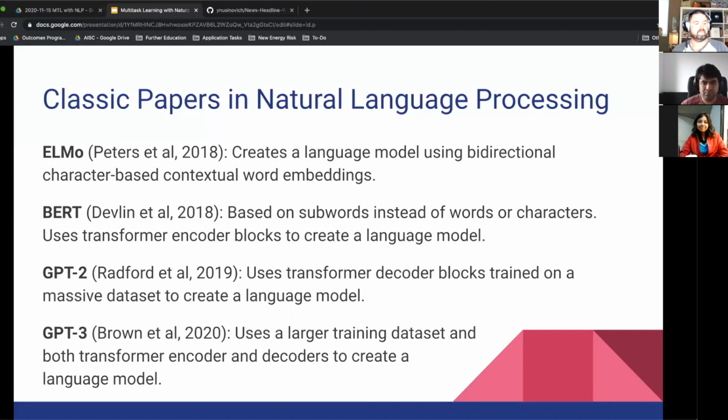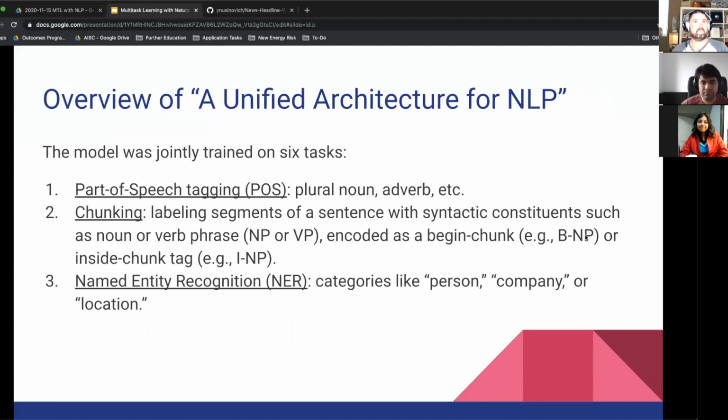So next I'll switch gears to the paper at the heart of this talk, called, as I mentioned, A Unified Architecture for Natural Language Processing: Deep Neural Networks with Multitask Learning. So just a quick overview. The model was jointly trained on 6 tasks. Part of speech tagging, for example, noun, plural, singular noun, plural noun, adverb, adjective, etc. It was a little more fine-grained than that, but it explains all the different parts of speech on my GitHub.